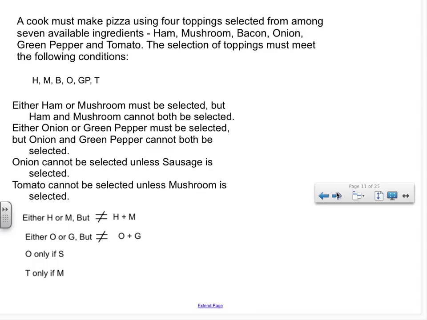And as always, to aid in efficiency on the LSAT, you will find it helpful to use algebraic symbols to shorten the reading passage so you don't have to read it over and over again. And we represented the ingredients with the first letter that they start with. So we've got ham, mushroom, bacon, onion, green pepper, and tomato. And sometimes green pepper, at least in the condition down here, was represented just by G. And we've got our conditions at the bottom down here.